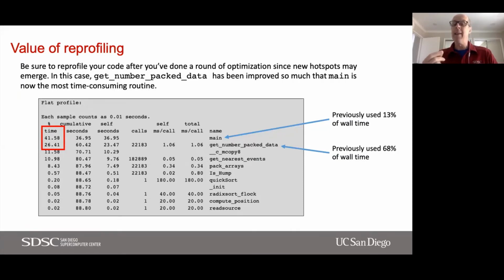So previously it had used 68% of the wall time. Now it's down to 26% of the wall time. And then previously, main had been using 13% of the wall time. But now that we were able to speed up get number pack data, the amount of time that we spend in main is a much larger fraction of the remaining runtime. So this means I may want to go back for another round of optimization. And in fact, that's what I did with this code. I then started working on the routine main and then functions that it calls.